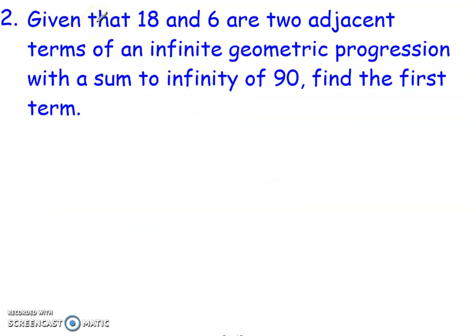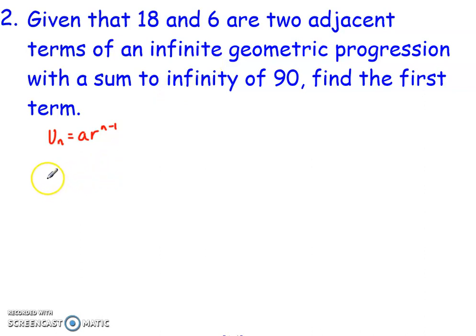Second question. Given that 18 and 6 are two adjacent terms of an infinite geometric progression, sum to infinity of that is 90, find the first term. Well, we know that a normal geometric progression, each term takes the form un equals a r to the n minus 1. So 18 and 6 are two adjacent terms. I don't know which terms along the sequence they are, but I know they're adjacent.